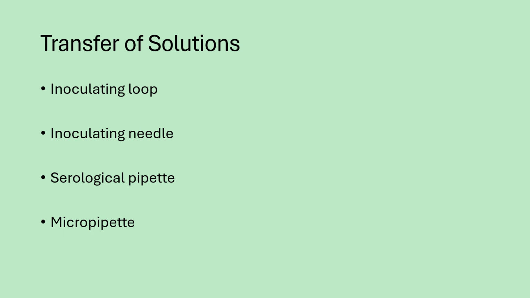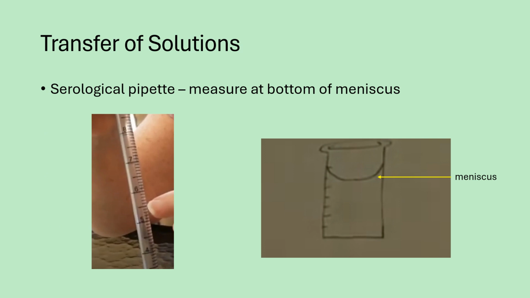If you need to transfer a specific amount of volume, then you can use either the serological pipette or the micropipette. Serological pipettes are typically made out of either glass or plastic. They're sterile. Nowadays you can buy plastic disposable ones. They come already individually pre-packaged in a sterile environment. You can buy them in different sizes, from 1 mil up to 5 mils, 10 mils, 25, 50 mils. You need to check on each one.